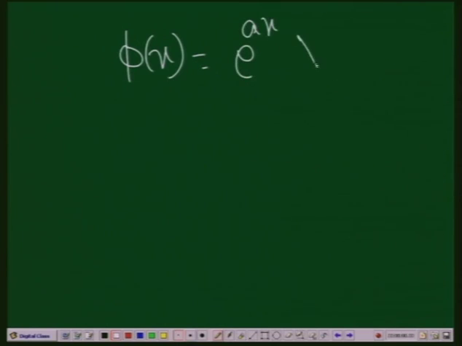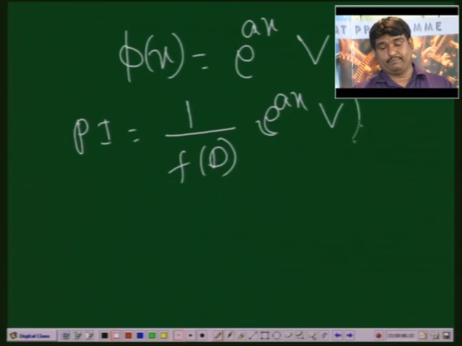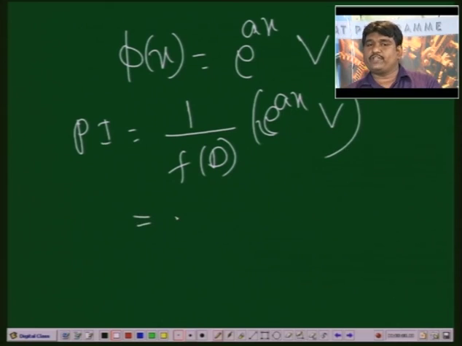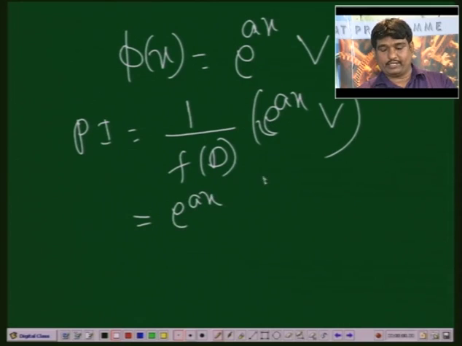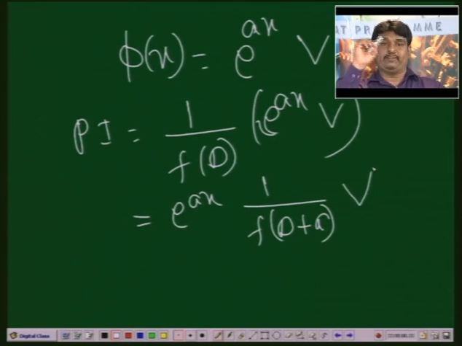Type 4 is of this form, when phi of x is e to the power of ax into some v. V can be cos ax or a polynomial, whatever it may be, some function of x. Now P.I. equals 1 over the operator containing constant coefficients, e to the power of ax into v. Now the rule is, you take e to the power of ax outside the operator after replacing D by D plus a. So it is like this: e to the power of ax, 1 by f of D plus a, and operate it on v.